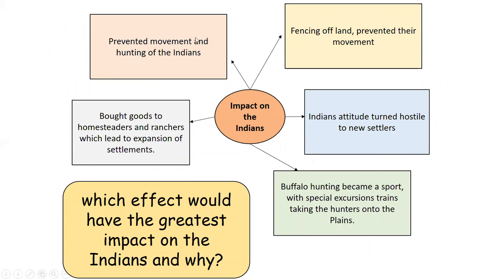The last thing for this lesson is how did the Indians react? What impact did this have on this group of individuals? Now, you've got 5 consequences here. It's up to you to decide which effect would have the greatest impact on them and why, but we're just going to explain a few of them. Buffalo hunting became a sport, with special excursion trains taking the hunters onto the plains. Straight away, this is going to cause many problems.